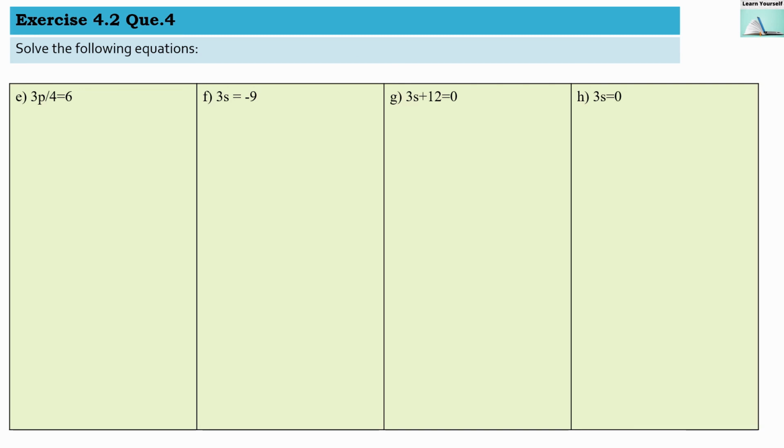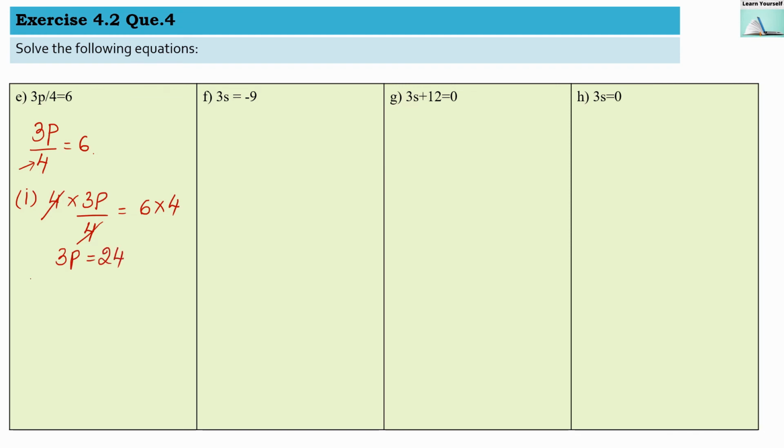Equation D is 3p divided by 4 equals 6. In the first step, we are going to remove this 4 which is in the division. So on both sides, we are multiplying by 4. Towards LHS and RHS, we are multiplying by 4. So 4 and 4 will get cancelled. We will get here 3p equals 24.